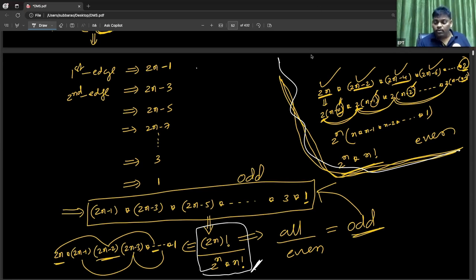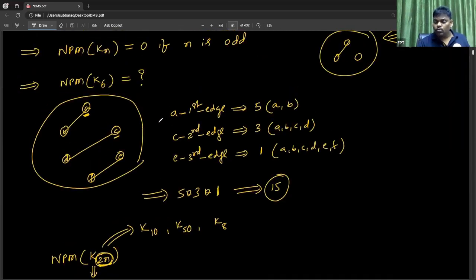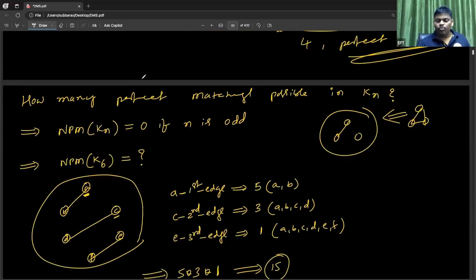Study meaningfully, because meaningful things are important. Any numerical problem given, this formula need not be important. You can do it like this. See, K6. Remember, this is only for complete graph. A normal graph you have to check manually. Only for nice graphs, nice formulas are available. For a normal graph, what formula can I give? An edge may be there, may not be there.